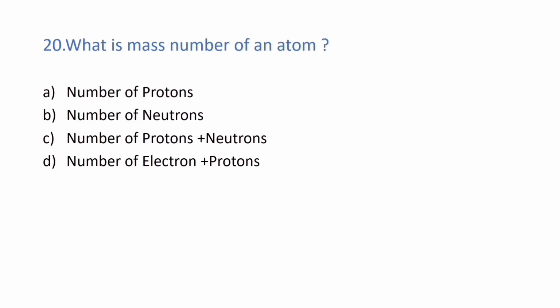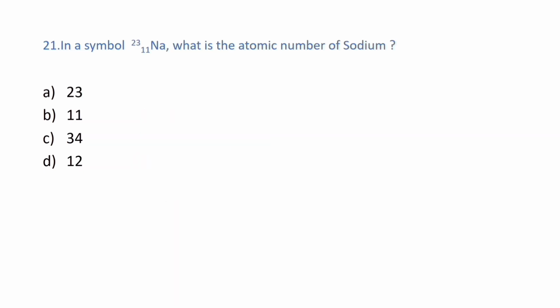What is the mass number of an atom? Option number C is the correct answer. So friends, the mass number of an atom is the sum of protons and neutrons. In a symbol, what is the atomic number of sodium? Option number B, 11. The number which is written on the left bottom side of a symbol is called its atomic number. The mass number of an element is denoted on left top of its symbol.